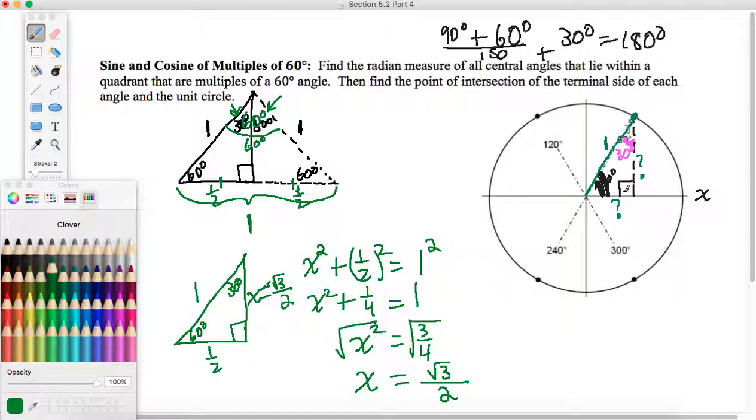And so for this ordered pair, I go to the right 1/2, and I go up square root of 3 over 2 units, and I get this ordered pair here on the unit circle, where the terminal side of a 60-degree angle intersects the unit circle. We will continue in the next video.